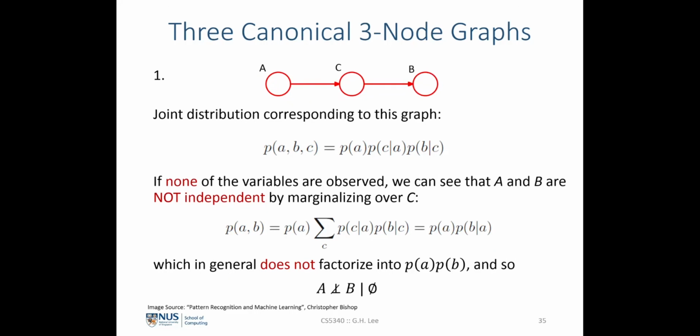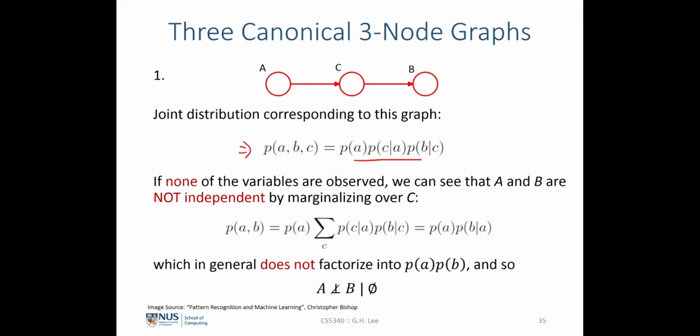In the first case of the three canonical three-node graphs in the D-separation principle, we are given three nodes A, B, and C, and they are linked in this way, where A is pointing towards C and C is pointing towards B. So the joint distribution of this graphical model is given by this factorization. A has no parent, so we write probability of A, C conditional upon A, and B conditional upon C. These are the three terms of the factorization of the joint probability distribution of A, B, and C.